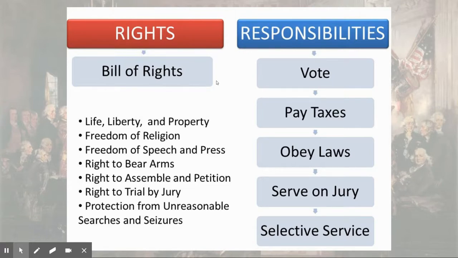Now, these things are technically, other than voting, not optional. All right, as a citizen, the paying taxes, the obeying of laws, the serving on a jury, and selective service for males are actually required by law and are punishable by law if you choose not to follow through on these.